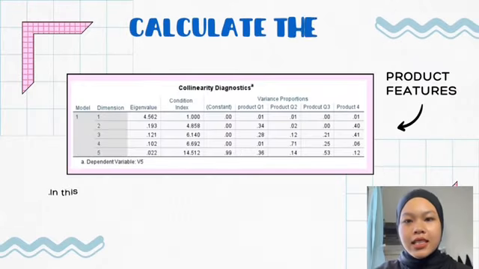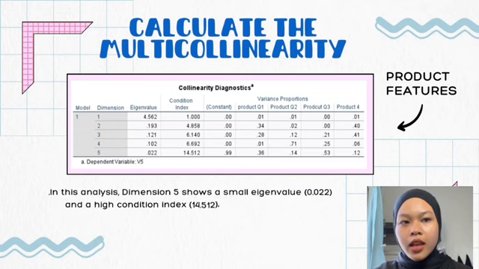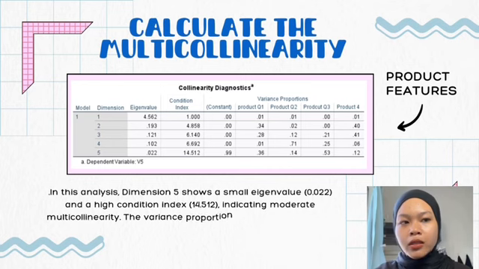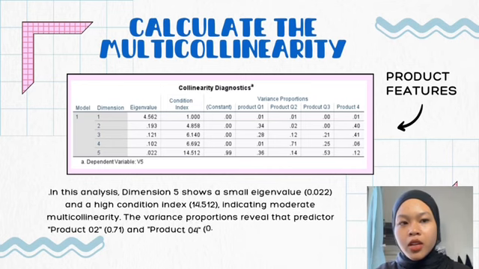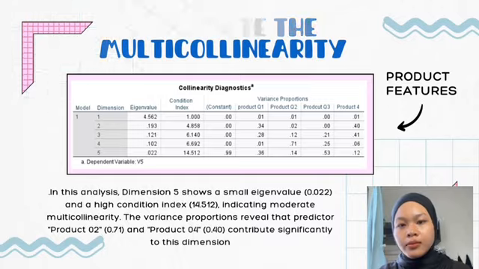In this analysis, dimension 5 shows a small eigenvalue of 0.022 and a high condition index of 14.512, indicating moderate multicollinearity. The variance proportions reveal that predictors product 02 at 0.71 and product 04 at 0.40 contribute significantly to this dimension.